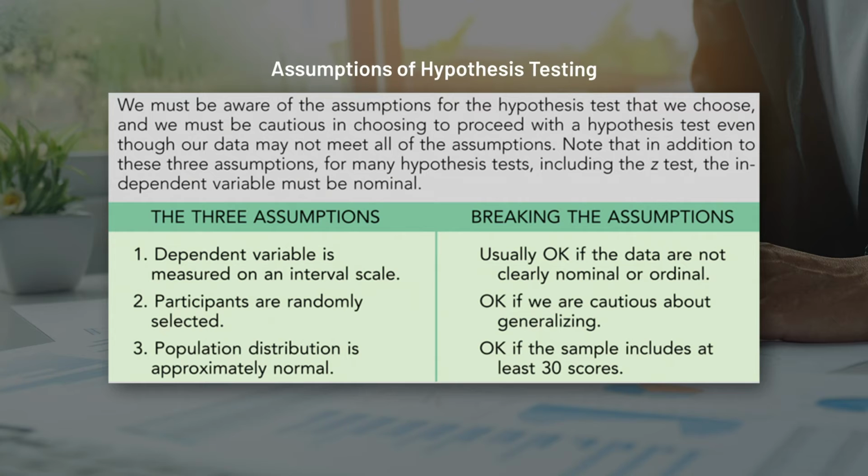So there are assumptions of hypothesis testing. We must be aware of the assumptions for the hypothesis test that we choose, and we must be cautious in choosing to proceed with the hypothesis test even though our data may not meet all of the assumptions. Note that in addition to these three assumptions, for many hypothesis tests including the z-test, the independent variable must be nominal. So the three assumptions: the dependent variable is measured on an interval scale, which is usually okay if the data are not clearly nominal or ordinal. Participants are randomly selected, okay if cautious about generalizing. The population distribution is approximately normal, okay if the sample includes at least 30 scores.